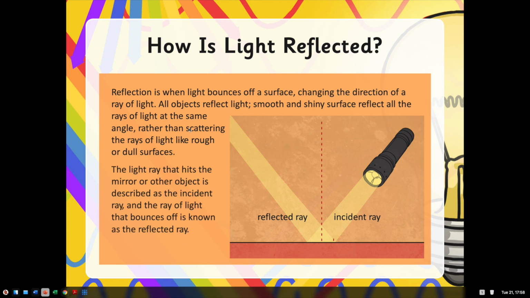The light ray that hits the mirror or other object is described as the incident ray. So this is the incident ray coming from the torch, and then it hits the mirror or the object, and then it becomes the reflected ray once it has been reflected.